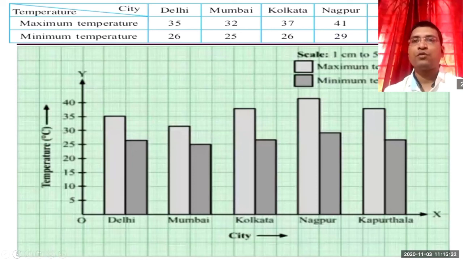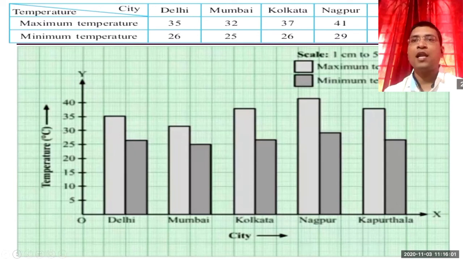Okay, Nagpur, which is the second capital of Maharashtra, we will see the maximum temperature is 41 degrees Celsius. After 40, just take one line to draw this bar of Nagpur. 41 degrees Celsius maximum, and minimum temperature in Nagpur is 29.